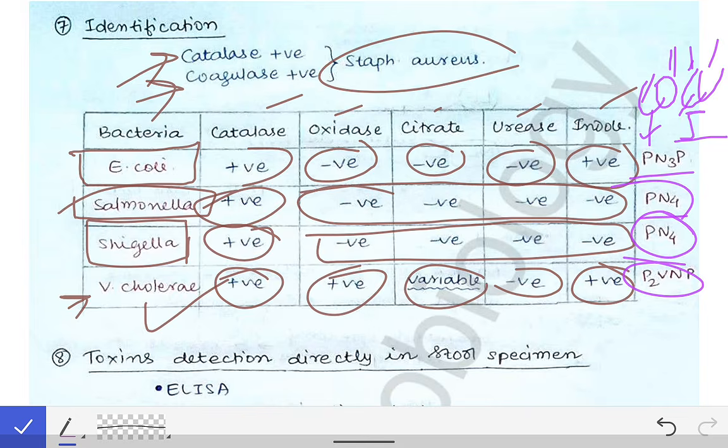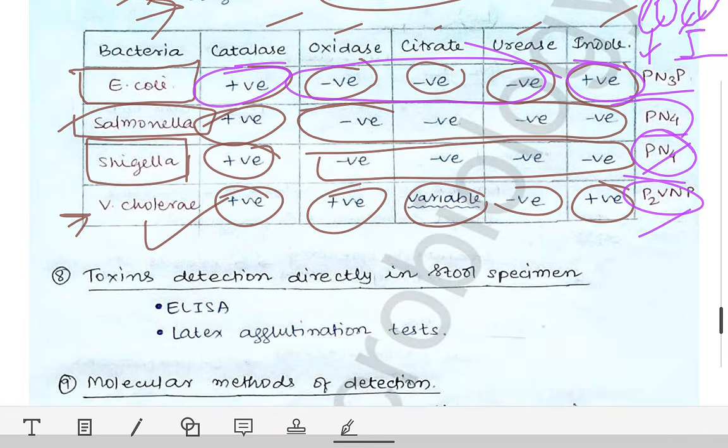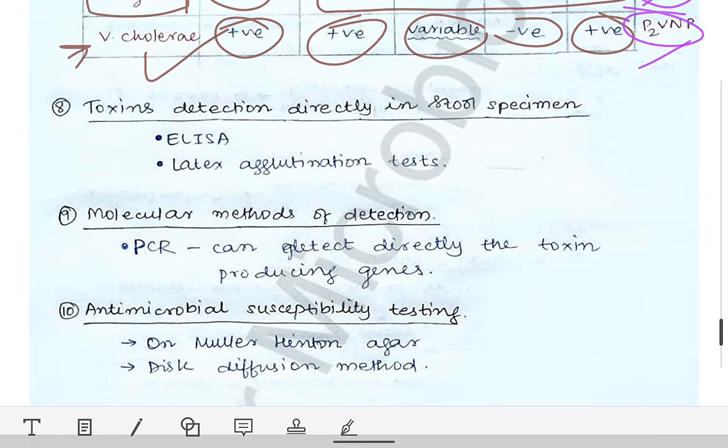So see here, catalase is positive, indole is positive, rest all other are negative. So the IMViC score of E. coli is ++-+ (PN3P). Similarly, for Salmonella it is PN4, for Shigella PN4, and for Vibrio cholerae it is P2VNP. Okay, so this is the biochemical test that we have to do for diagnosing food poisoning.